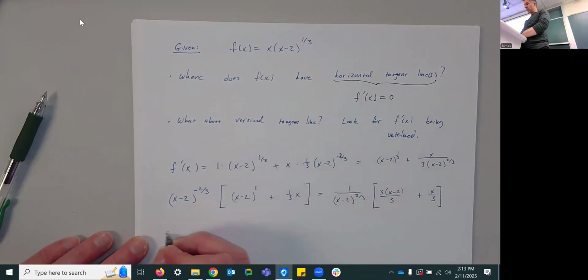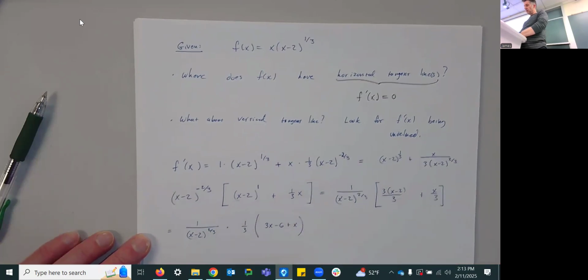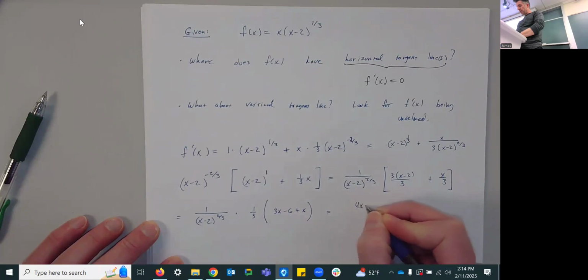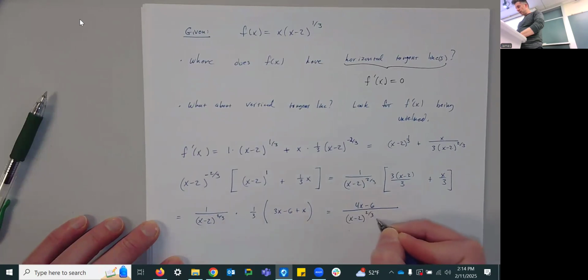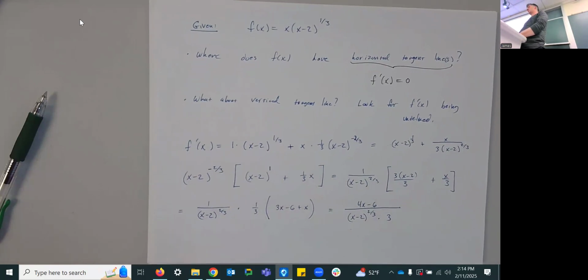So then I'm going to actually now factor out the 1/3 because I can. And if I factor out the 1/3, I'm left with inside a 3 times (x minus 2), which is 3x minus 6, plus x. So making it look a little bit nicer, 3x plus x is 4x. So I have a 4x minus 6 divided by (x minus 2) to the 2/3 and a 3.